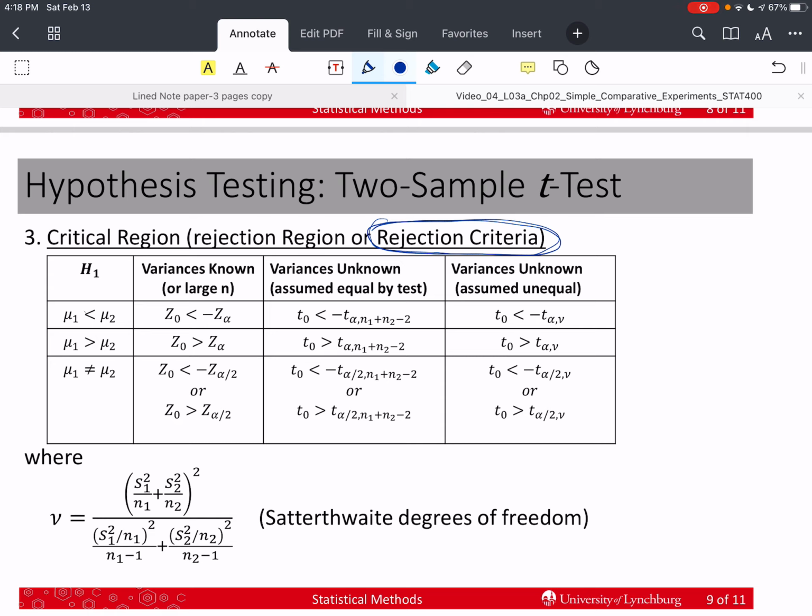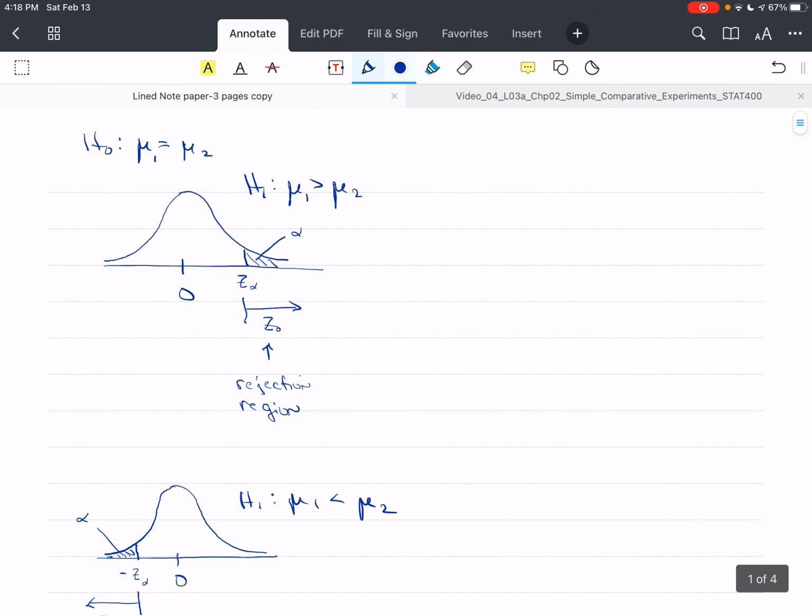So if I have a less than, mu1 is less than mu2, then I expect z naught to be negative, because remember, for z naught, the numerator is y1 bar minus y2 bar over a positive number. So if mu1 is less than mu2, I expect y1 bar to be less than y2 bar. And so z should be negative, and therefore I'm going to reject when z naught is less than negative z sub alpha. So let's take a look at this.